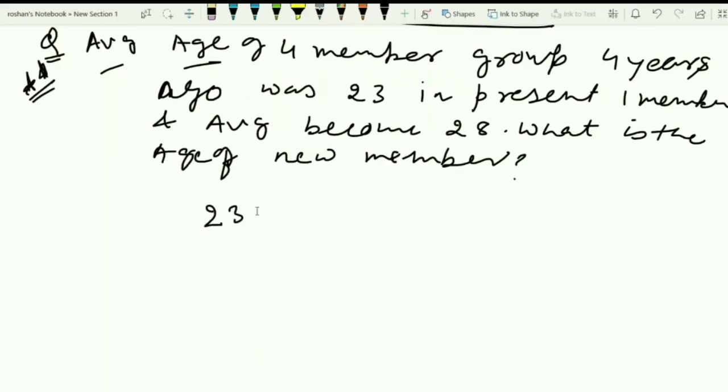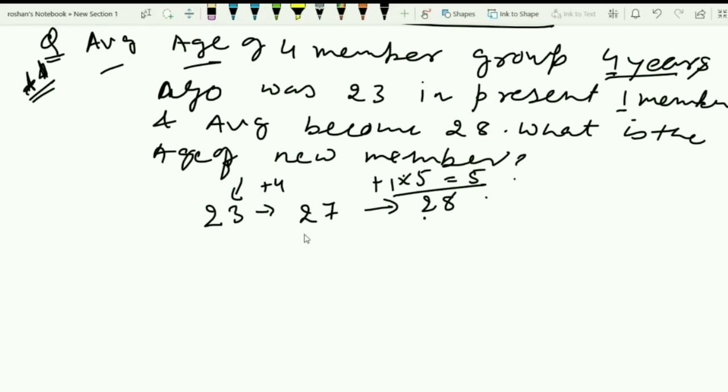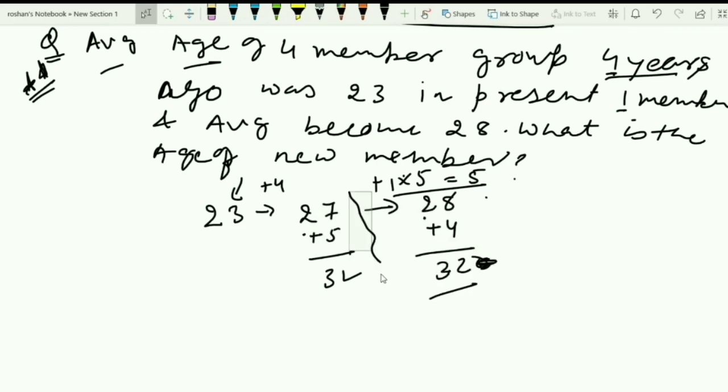What was the old average? 23. When? 4 years ago. Which means that in present, the average has to be 27. Everyone can understand this: 4 years ago it was, means in present, plus 4. So this has to be 27. But no, this is not 27. It is 28, means one extra. For how many members? 4 were there, one more member joined, means total 5. So 1 into 5 will be 5. So this is 5 more than 27. 5 more than 27 will be 32. Or 4 members earlier, so in the new, 4 plus 28, either way around you can get it. Don't try to confuse yourself. Go with one method: in the older one, how many members are present, into whatever the change, plus one. So your answer is 32.